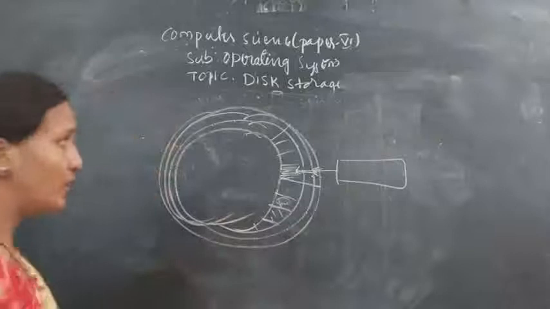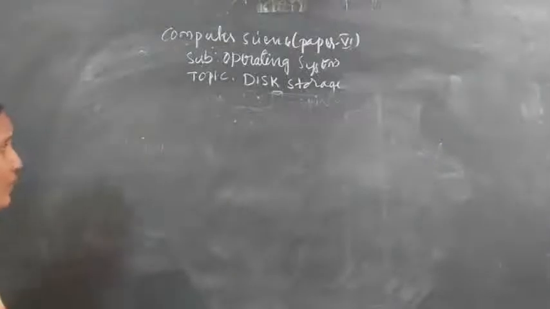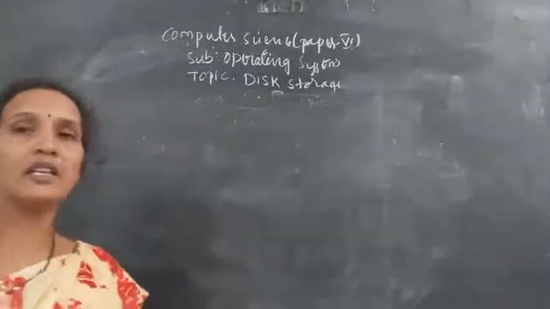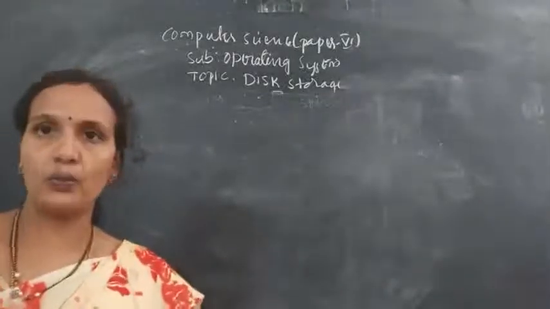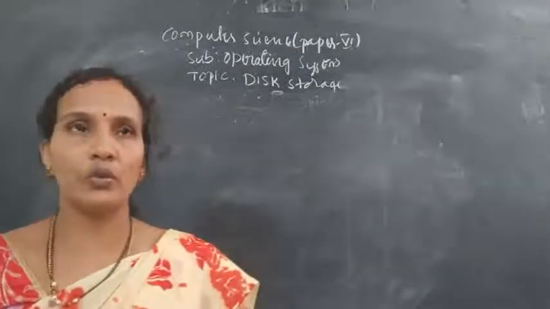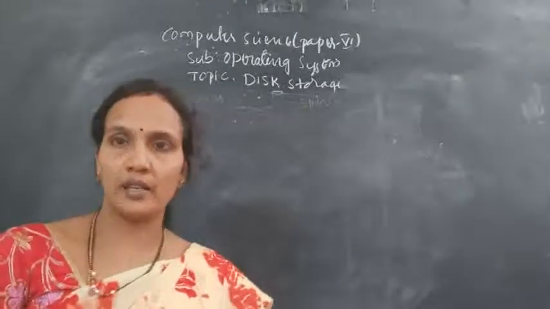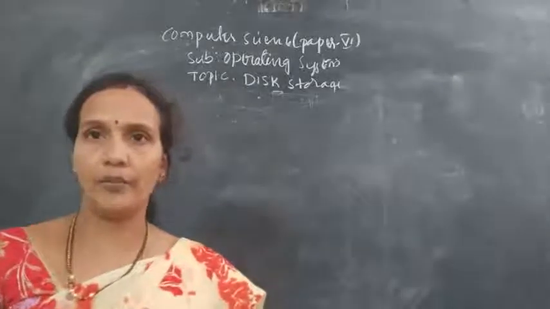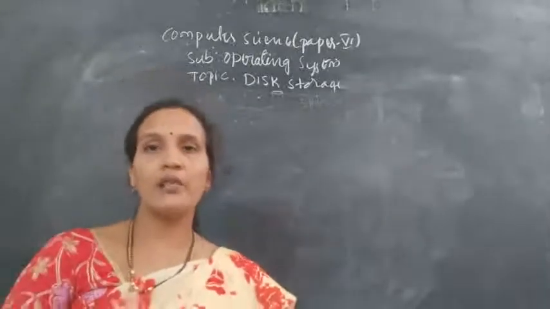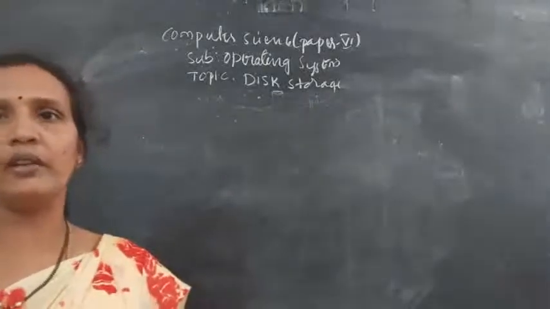Now, in order to increase the throughput, we need to schedule the disk, meaning how to rotate the disk, which sector should be given, and how to locate the sector. You need to do disk scheduling. In order to do disk scheduling, we have different types of disk scheduling algorithms. Now we'll discuss the disk scheduling algorithms.